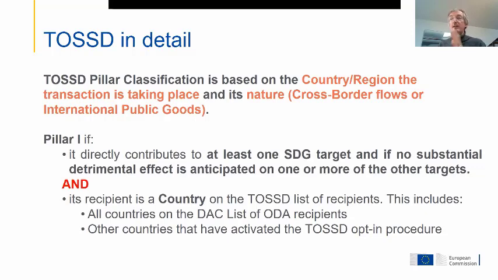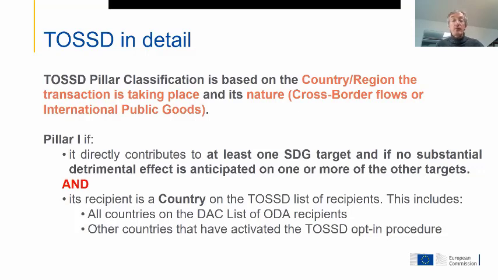Now, in a bit more detail, the TOSSD classification, as I said, is in two pillars. Pillar one is the cross-border flows. That is the resources that actually cross a border and land in a developing country. So those resources which are covered in pillar one are those which contribute to at least one SDG target and have no substantial detrimental effect on one or other target. That's the sustainability test that I just mentioned. And the recipient of the flow is a country in the list of TOSSD eligible countries.